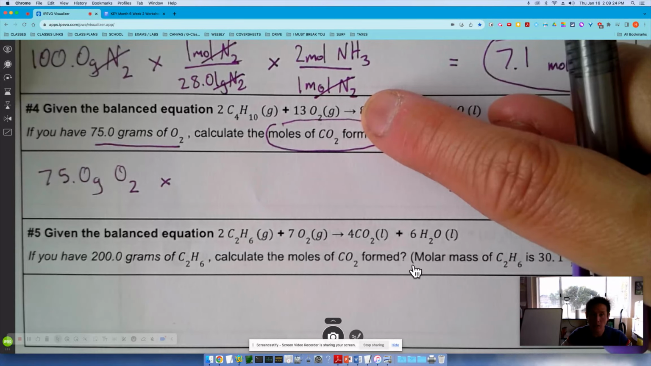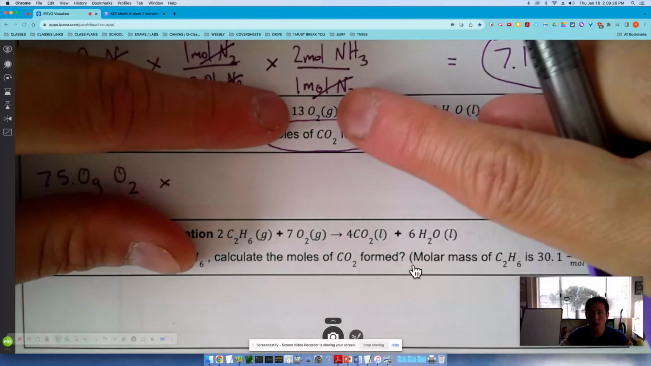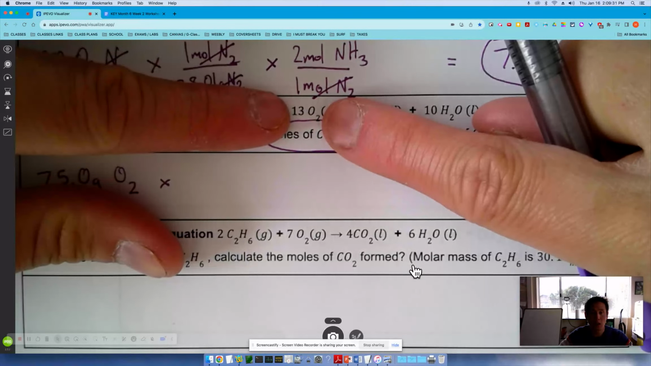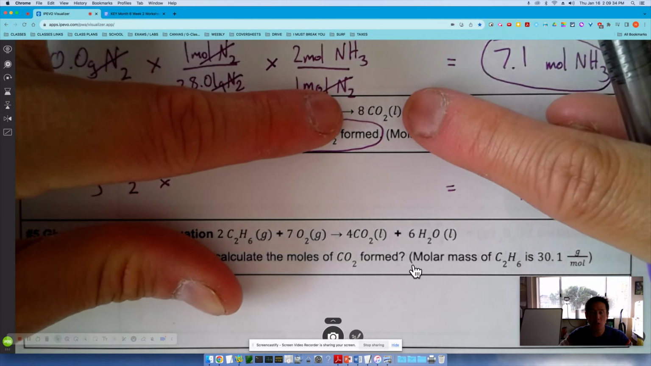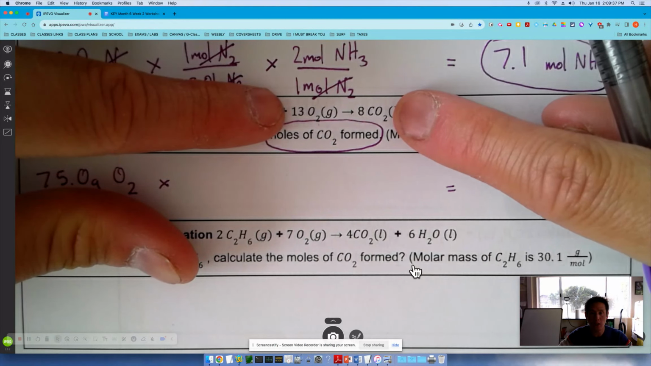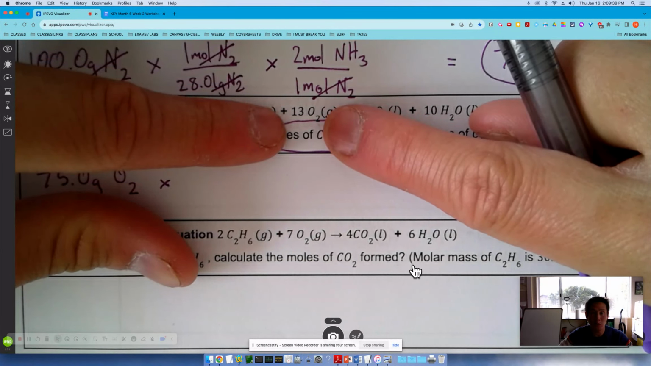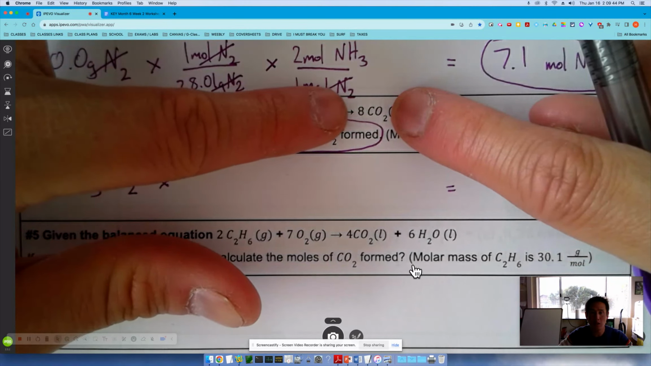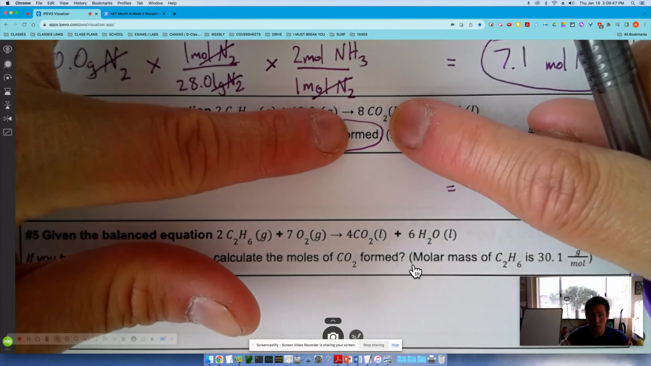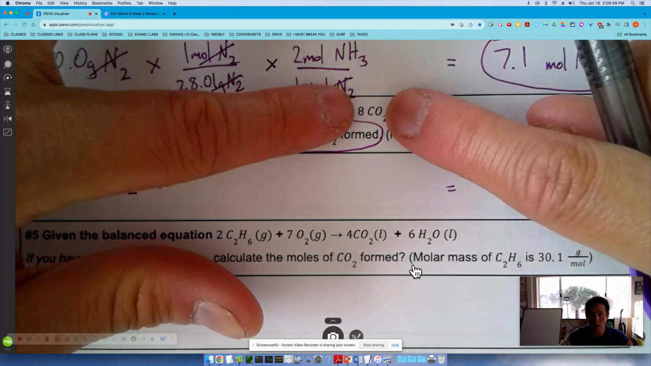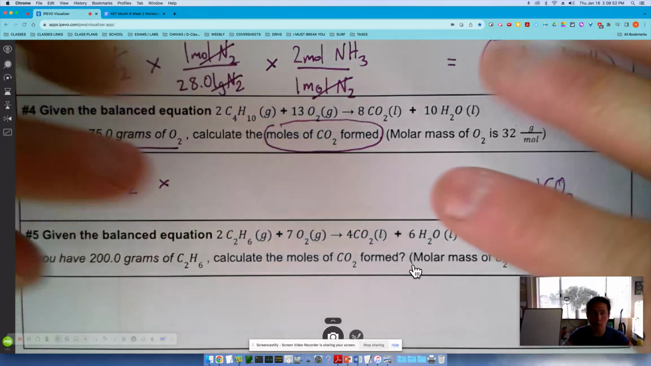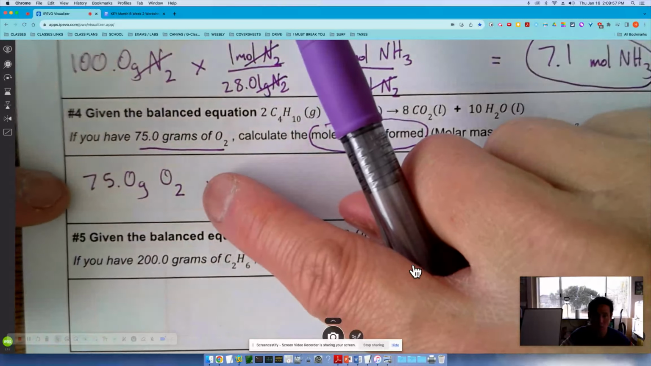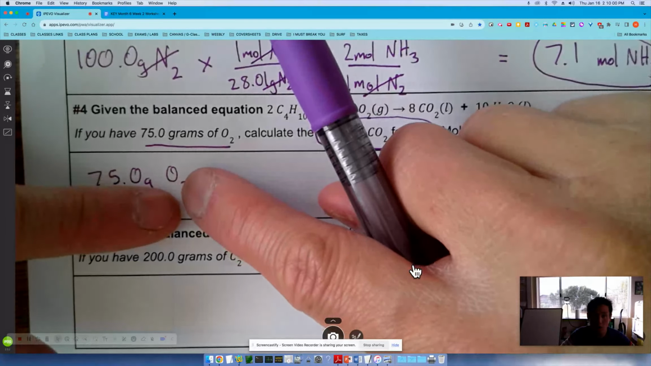13 to 8. So let's say if we had 26 moles of O2, which is twice the amount of O2 we have here, guess how much CO2 we would make according to this ratio of 13 to 8. We would create 16 moles of CO2, which is twice the amount of moles here. We want to know how many moles of O2 we have. We don't have that yet. We can't use this information until we convert this into moles of O2.